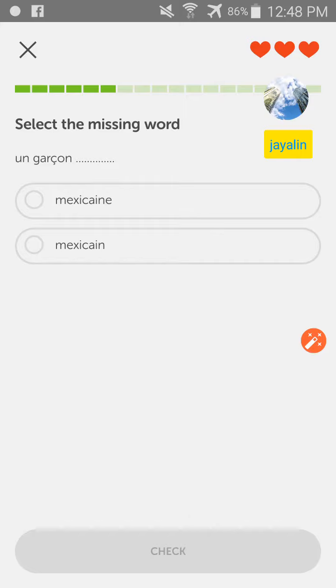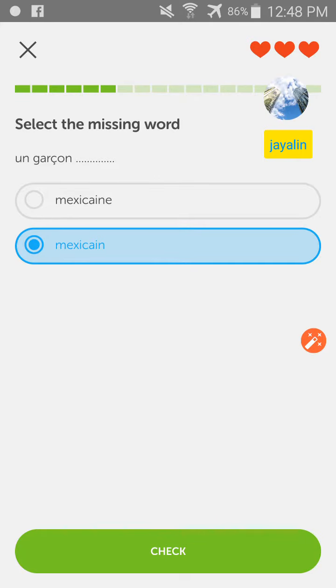Un garçon, it's a masculine, so we're gonna use a masculine form of Mexican, so it's gonna be the second one. The first one is the feminine form. How can we use the feminine form? Une fille mexicaine, the first one with the E. And then the second one, un garçon mexicain.